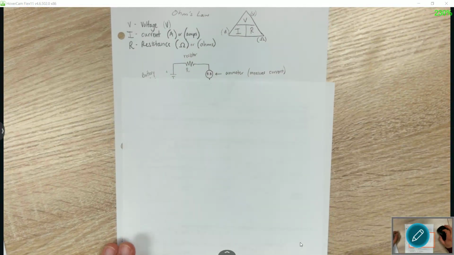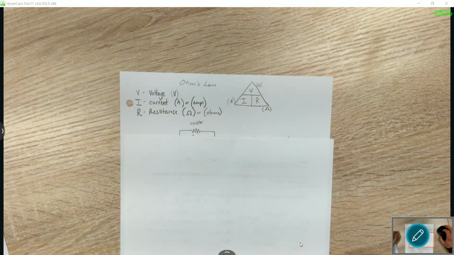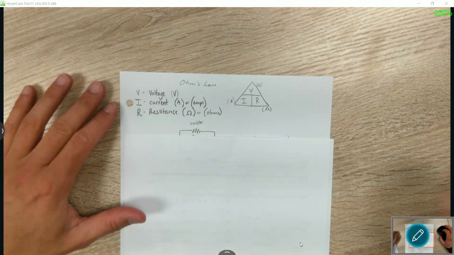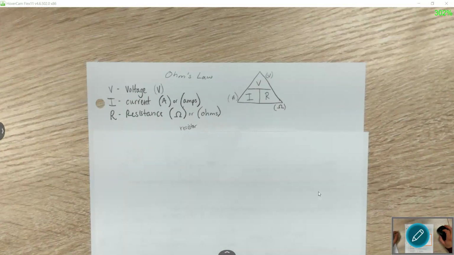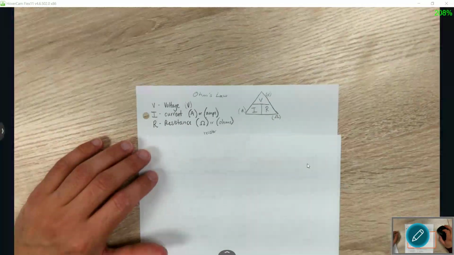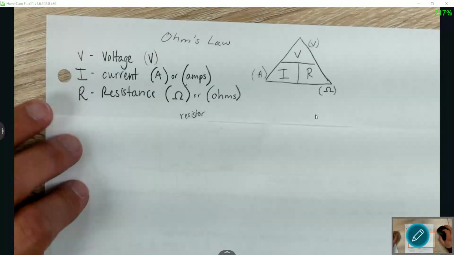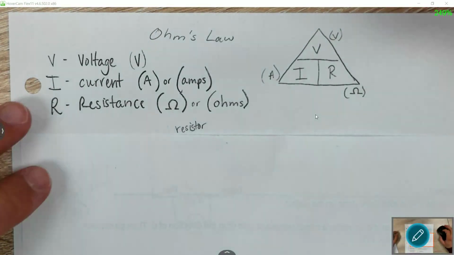Okay, guys. So we're getting into electric current, and with this we have to know and understand Ohm's law. Ohm's law is the law that, as we were just discussing, kind of governs our electric current. So these are the symbols that you need to know.